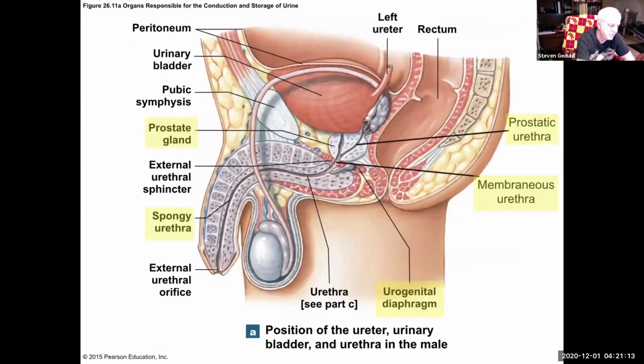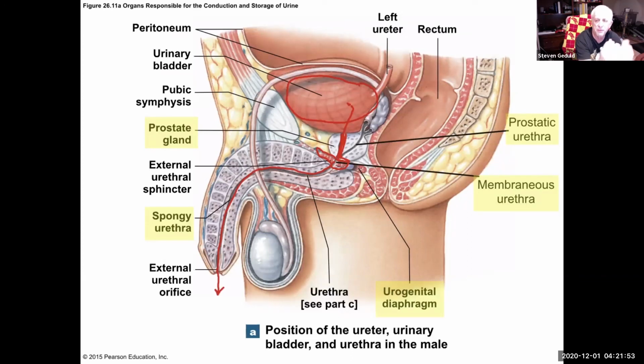So here's the male. Here's your urinary bladder, and here's the urethra coming out of it. As it passes through the prostate gland, that's your prostatic urethra. As it goes through this muscular layer right here, that's your membranous urethra. Once it passes that, it runs through the penis to the external opening. That is your spongy urethra. So you have a prostatic urethra, a membranous urethra, and a spongy urethra.